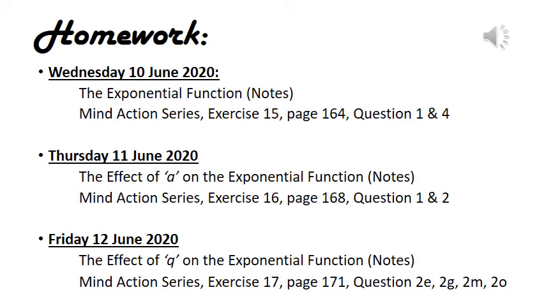Okay, grade 10s, I hope those examples helped you. You would have noticed in the examples that I've used the table method for all 3. You are going to do the same for the homework for the next couple of days, but please, I want you to include your asymptote as well as your y-intercept. You are going to indicate those, but you are going to basically use your table method to draw the following graphs.